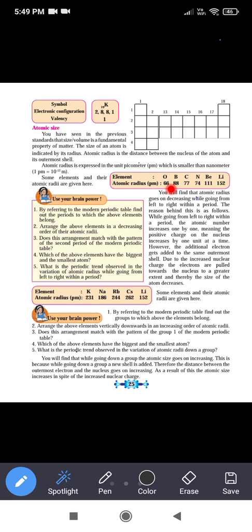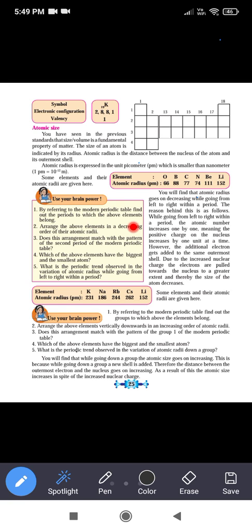See the elements. Oxygen's atomic radius is 66 picometer. Boron 88 picometer, carbon 77 picometer, nitrogen 74 picometer, and beryllium is 111 picometer, lithium 152 picometer. Use your brain power. By referring to the modern periodic table, find out the period to which the above elements belong.